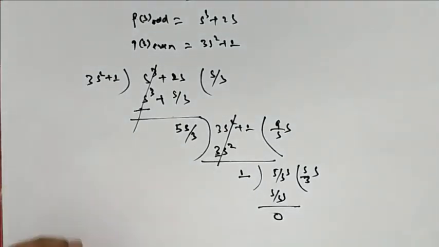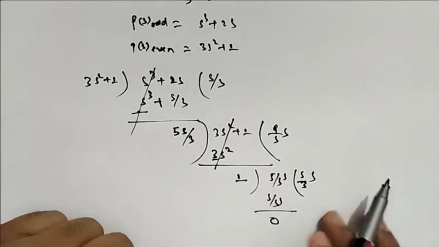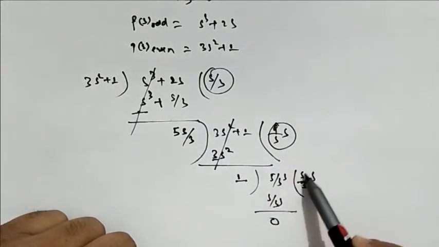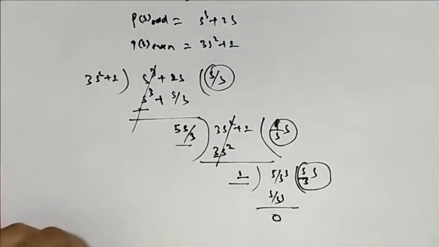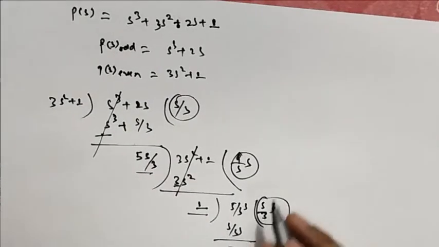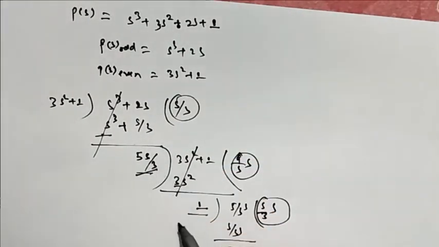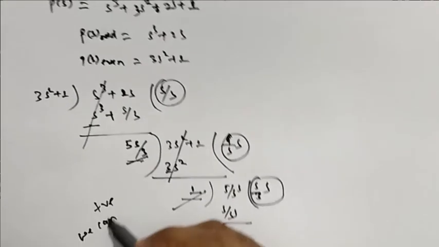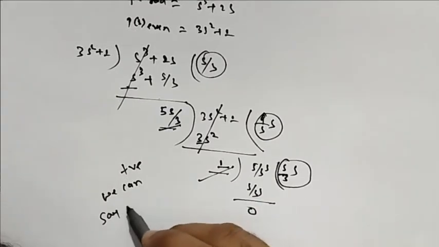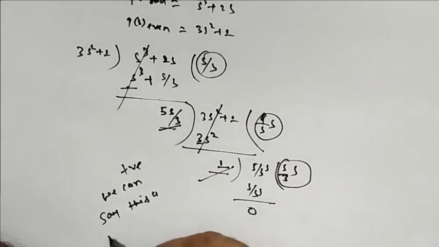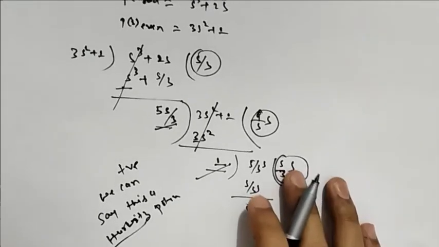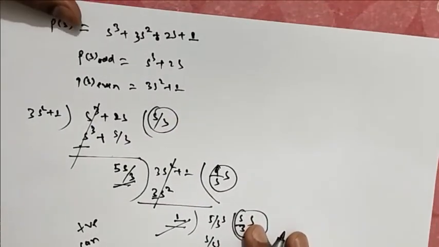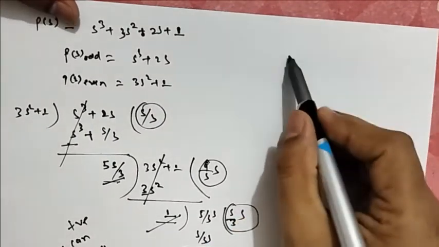Now we see these terms. These are the quotients we are getting, and these are the remainders we are getting. If all of these are positive, then we can say this is a Hurwitz polynomial. And for the shortcut method to find whether a polynomial is Hurwitz, we need to make one chart.